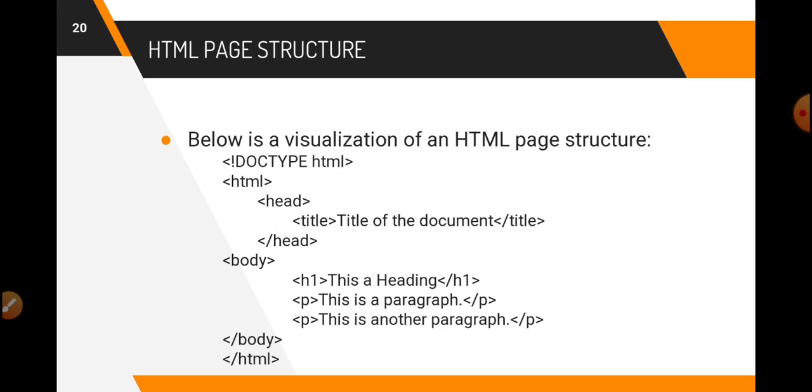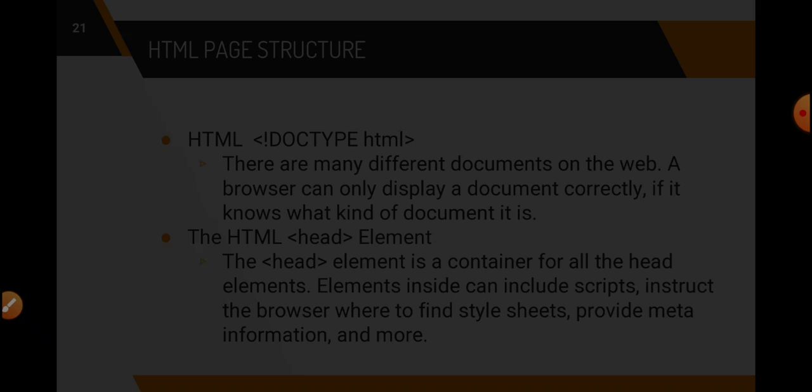And then here we have our HTML page structure. This is a visualization of an HTML page structure. We have the doctype HTML, and then our HTML tag. Inside it, we have the head, including the title tag. We also have the body, and do not forget, guys, the end tags or the closing tags for each. They should always come in pairs. We also use here heading 1 and the paragraph tags. So let's discuss each.